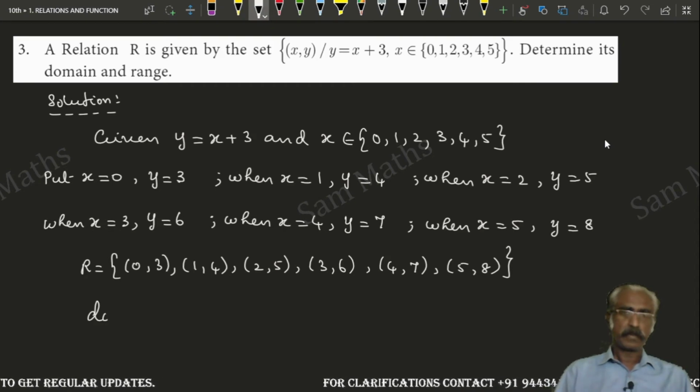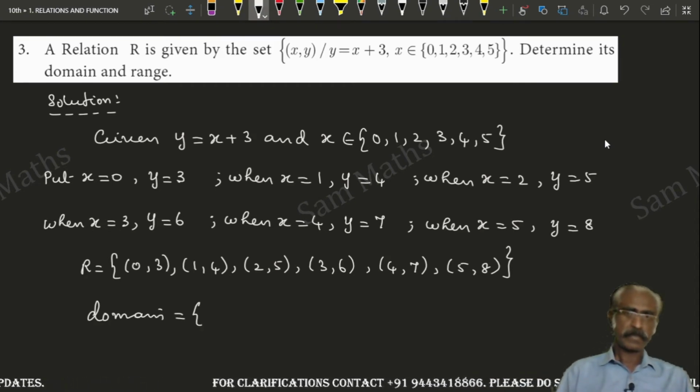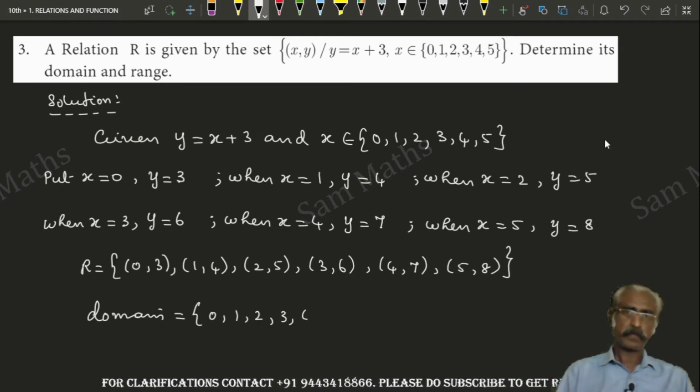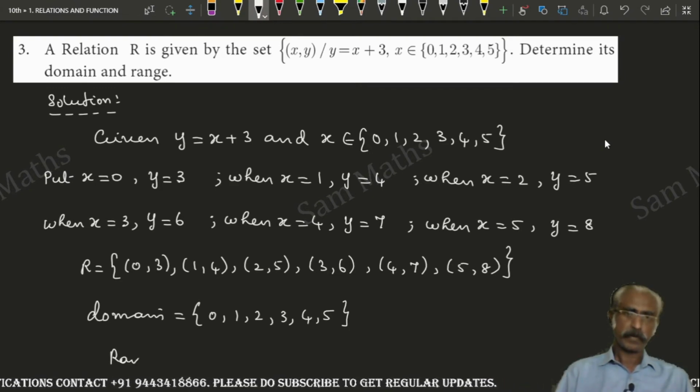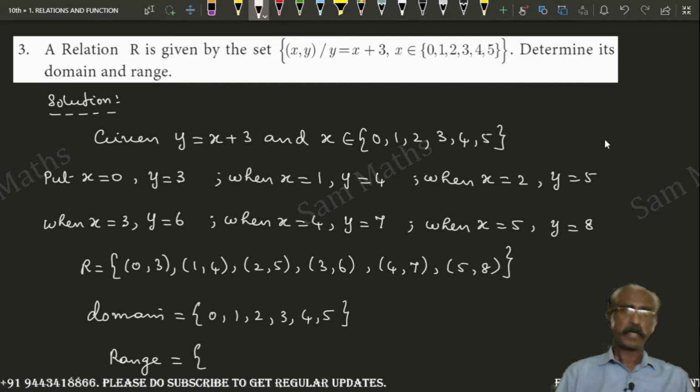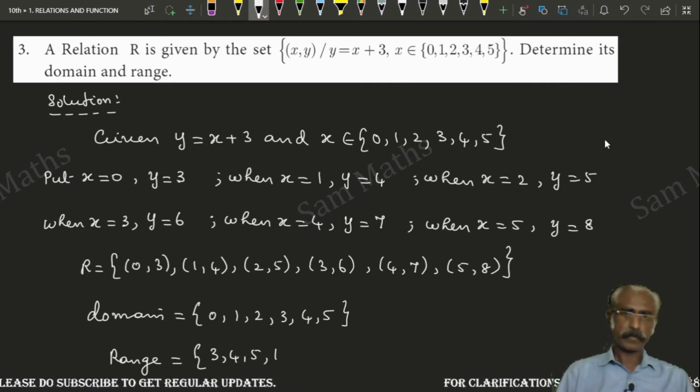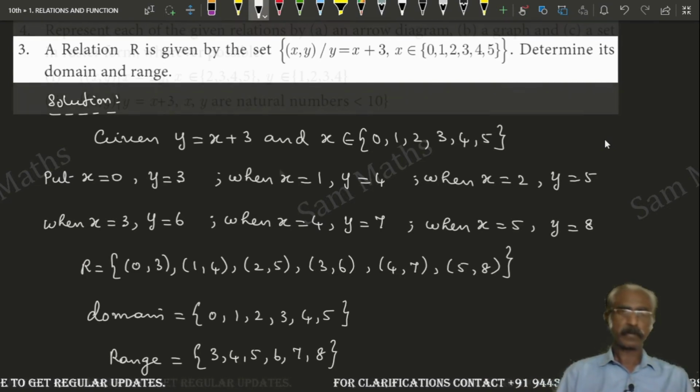Therefore, the domain is equal to the first entries: 0, 1, 2, 3, 4 and 5. Then we need the range. The range is equal to 3, 4, 5, 6, 7 and 8.